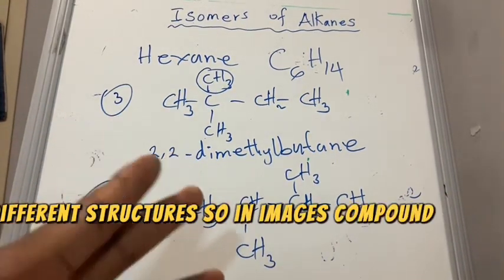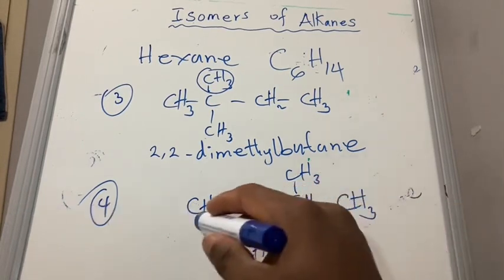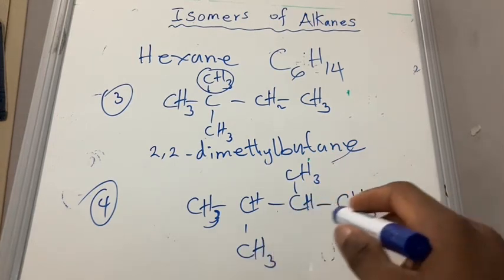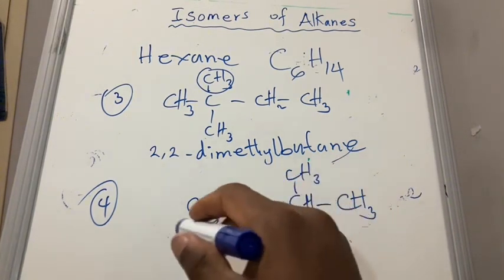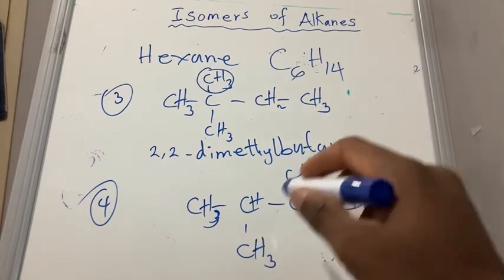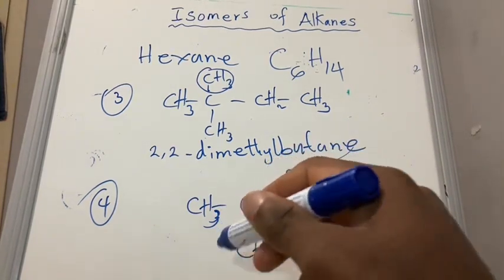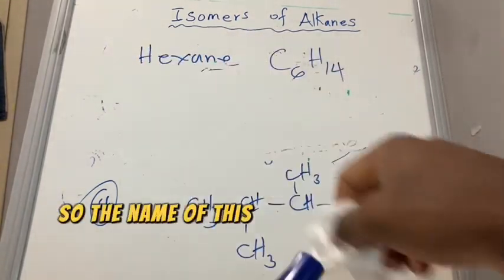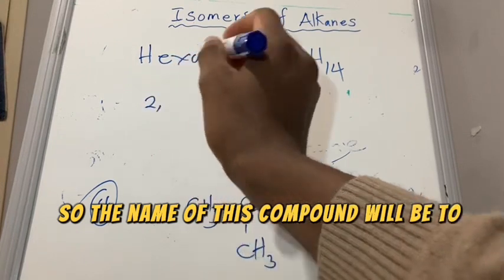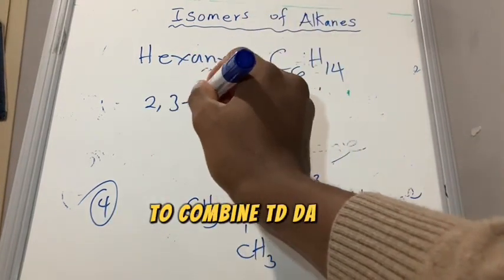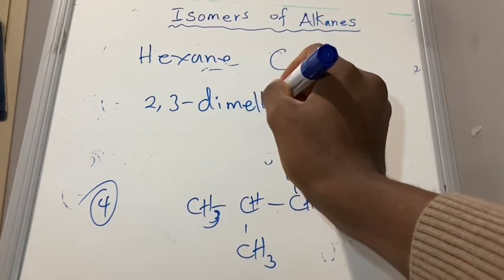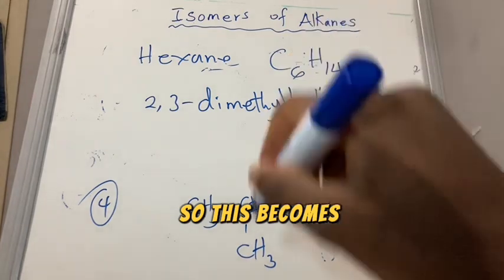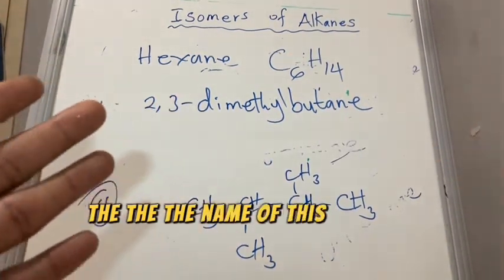So in naming this compound, the parent name still remains the same, butene, but the position is changed. If I check, I have 1, 2, 3 and 1, 2, 3, with the same kind of methyl group. It means the name of this compound will change, and I'm going to write the name up here. So the name of this compound will be 2,3-dimethylbutene.